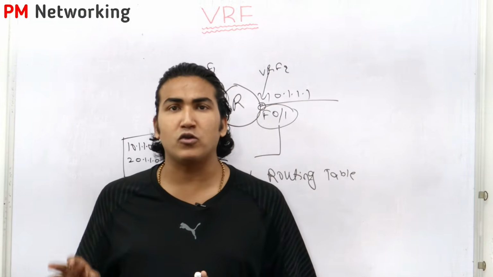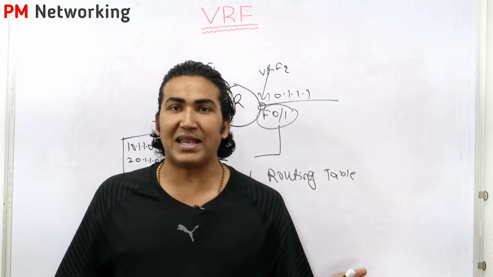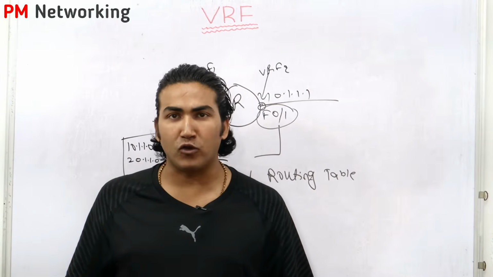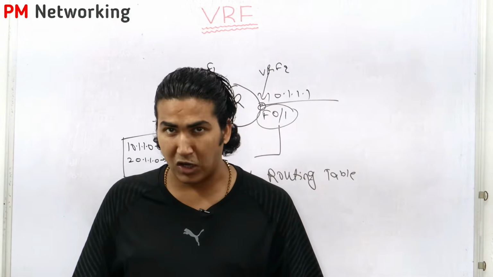So VRF is a technology which is used to divide a physical router virtually, like VLAN. Or you can say VRF is a technology which is used to create multiple routing tables on a single router.